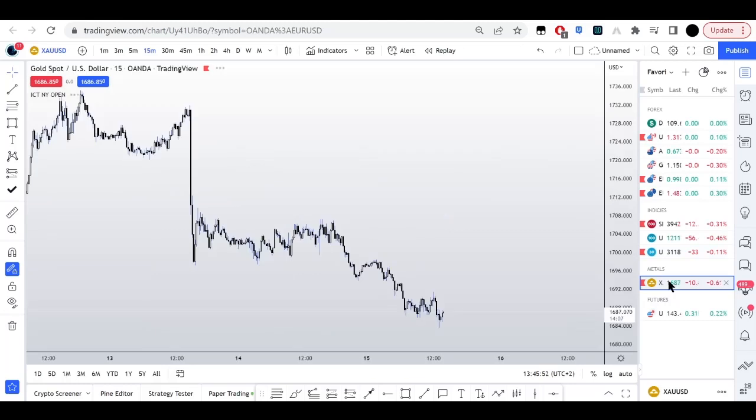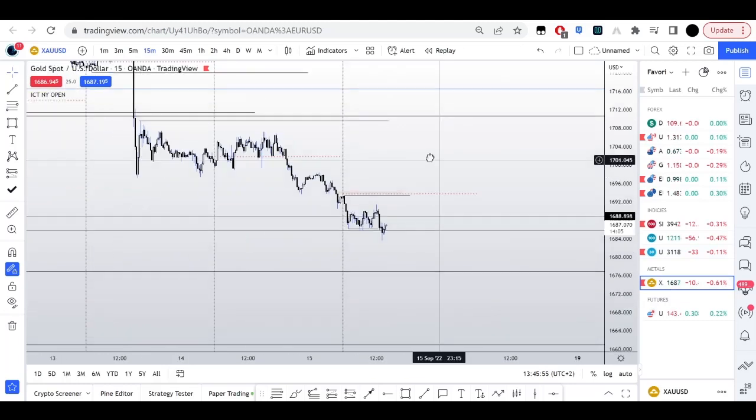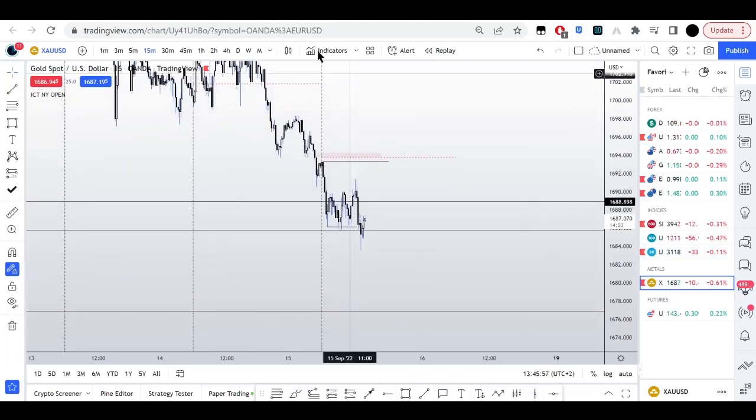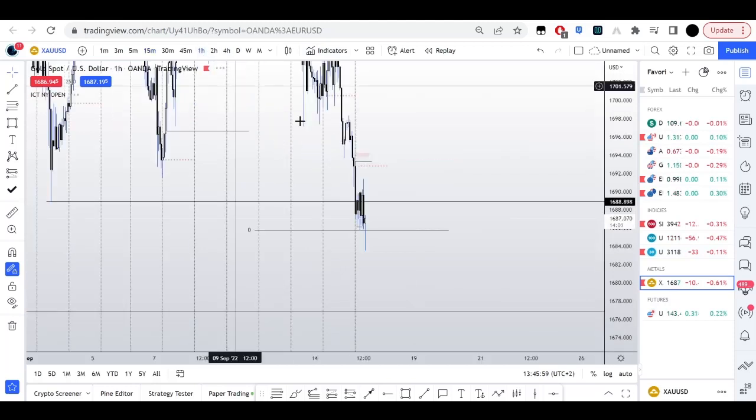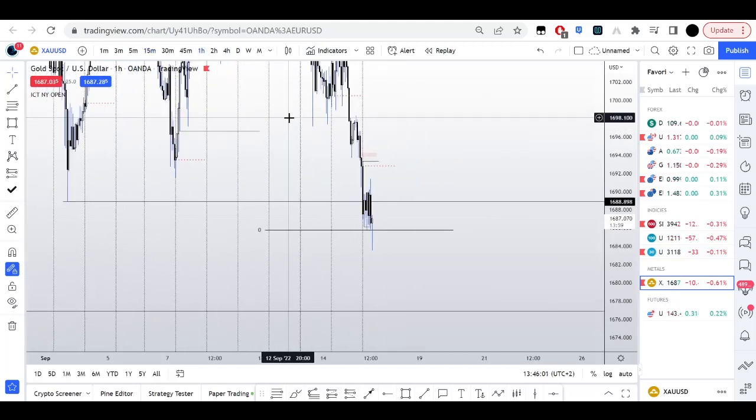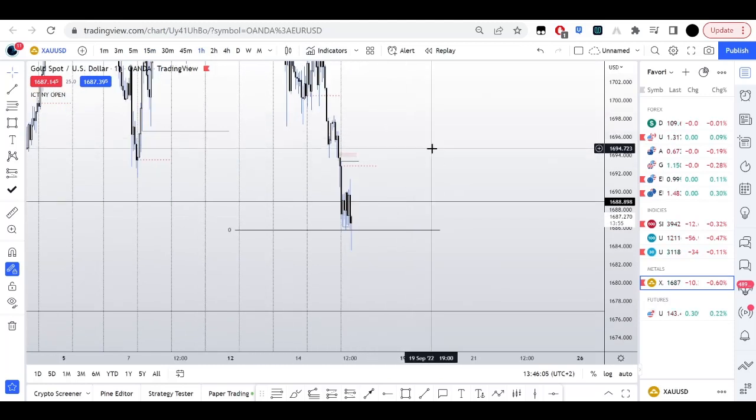Let's go to gold, and then we could start looking to, oh god, my alarm keeps going off.